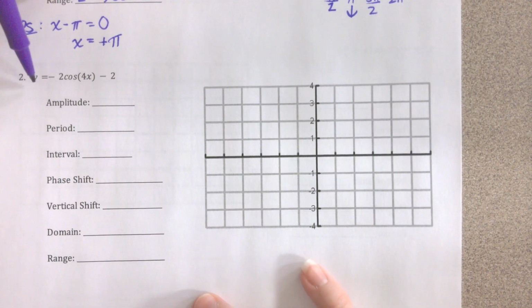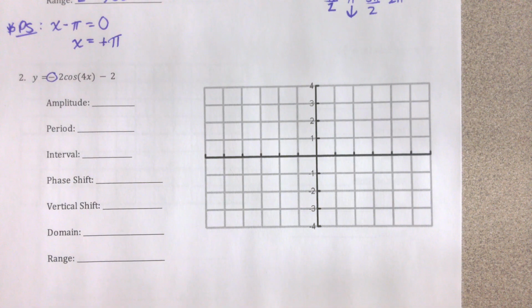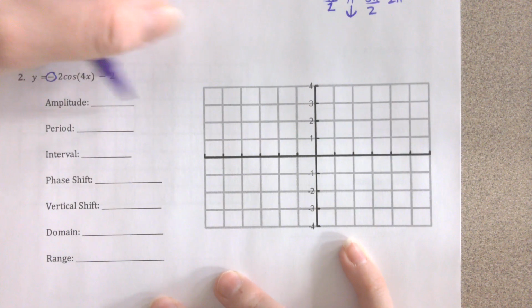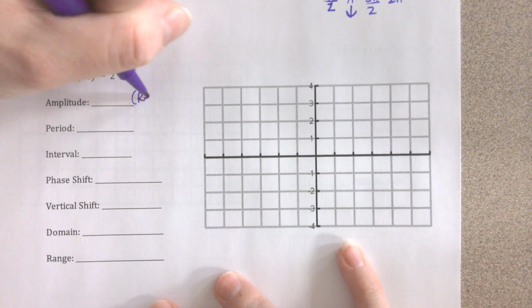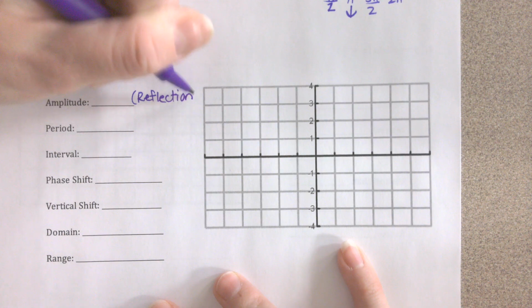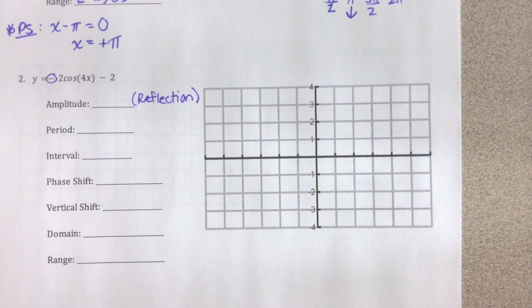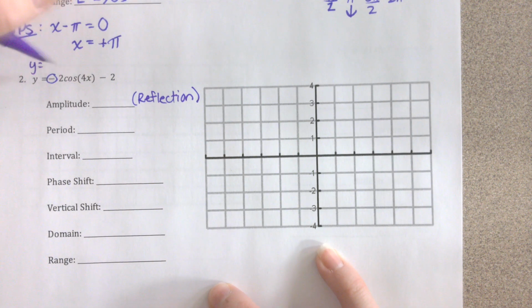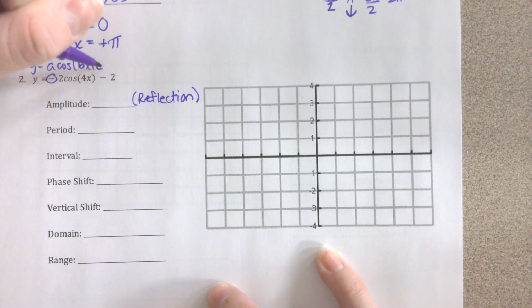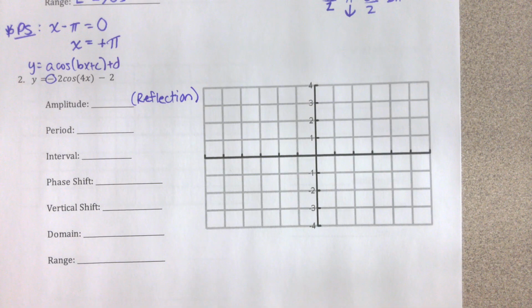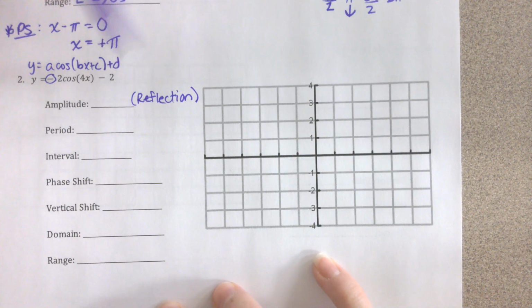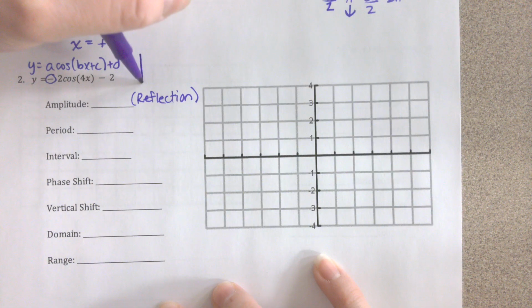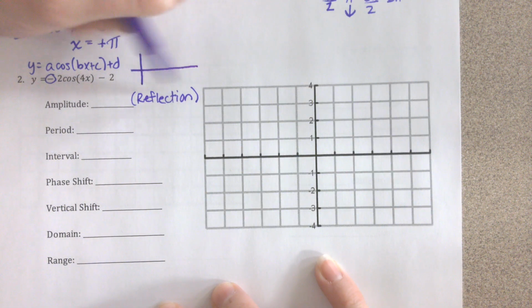Number 2, y equals -2 cosine of 4x minus 2. Take notice that you have a reflection here. That's what that negative in front means. So I always put that next to my amplitude just as a reminder. This is not required to get full credit, but it's just a reminder again. So when I set up my general equation, I have y equals a cosine of bx plus c plus d. This time when I make my little drawing, I'm going to remember that I have a reflection, so that's actually going to change how I draw this.